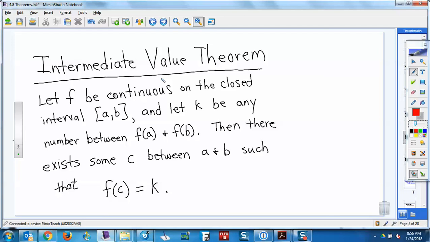So this one's a little tricky. Let f be continuous on the closed interval [a, b], and let k be any number between f(a) and f(b). Then there exists some c between a and b, so that's input. a and b are inputs. f(a) and f(b) are outputs, right? There exists some c in between a and b, so there's some input such that the output at c, f(c), is equal to k.